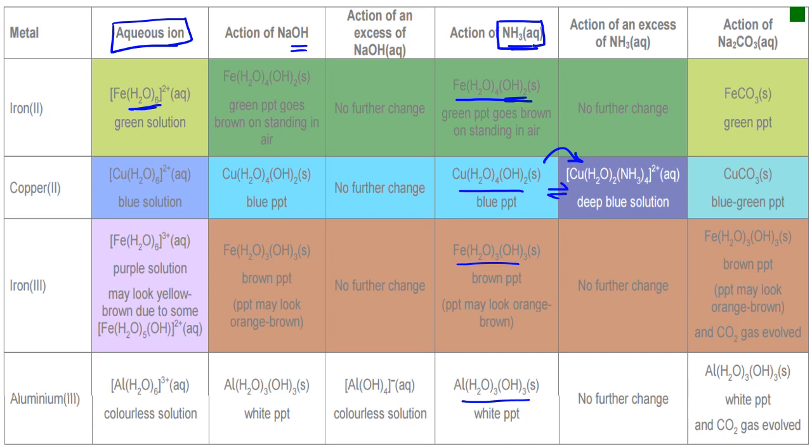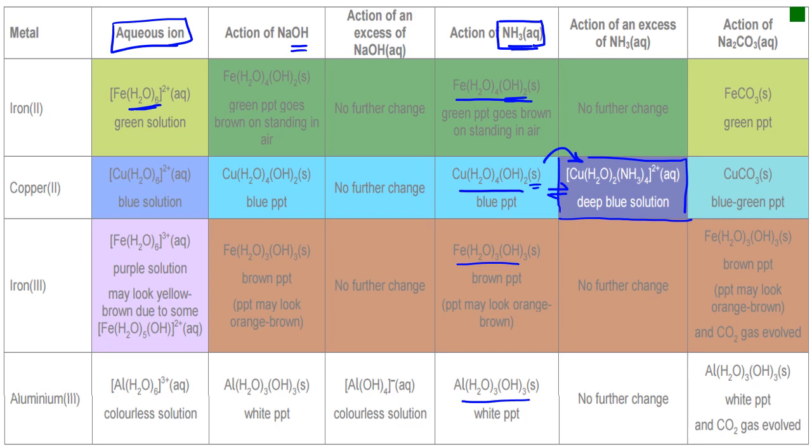way over to the right in this reaction here, whereas in the other cases, iron 2, iron 3 and aluminium, the metal ion prefers the water ligands to the ammonia ligands, and so the equilibrium is way over to the left in this ligand substitution equilibrium. And so that's the only case where you get a ligand substitution, and when you do so, your precipitate redissolves and becomes a solution again and changes colour from blue to deep blue.